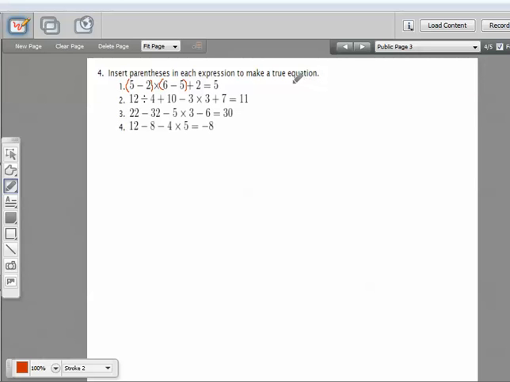I get 5 minus 2, which is 3, times 6 minus 5 is 1. 3 times 1 is 3. 3 plus 2 equals 5.